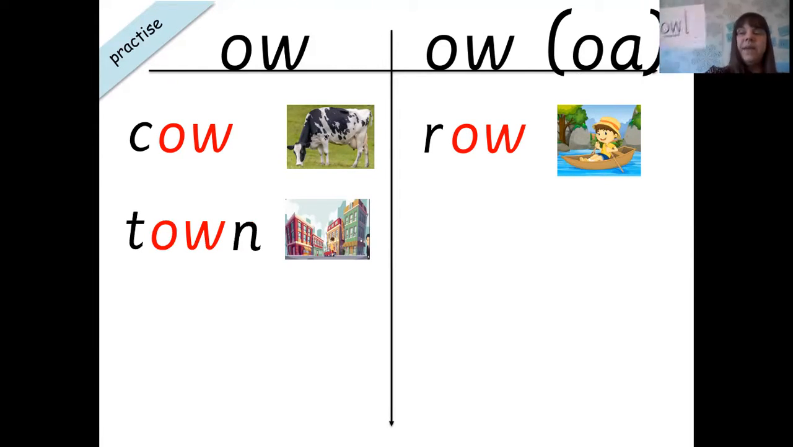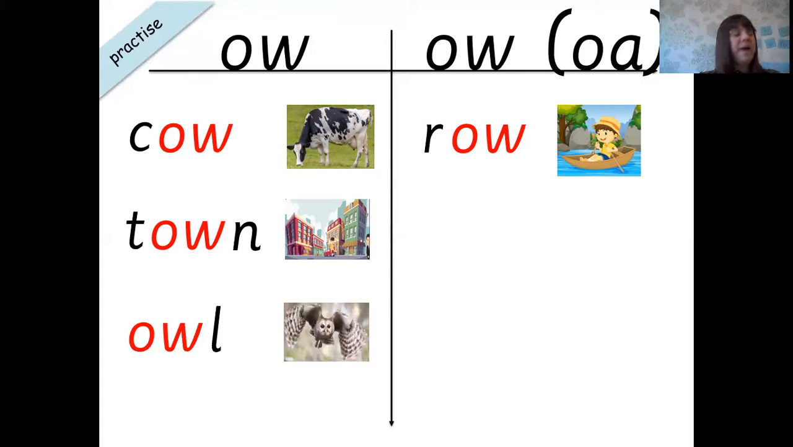Next one. Again, see if you can read it without me. Owl. You can write these words under each digraph if you wish. I'm just going to be getting you to read them today. Does owl have the ow or the oh sound? It's the ow sound. Well done.